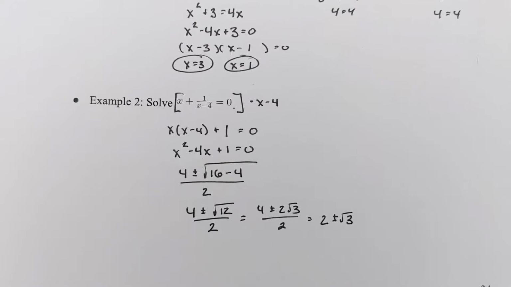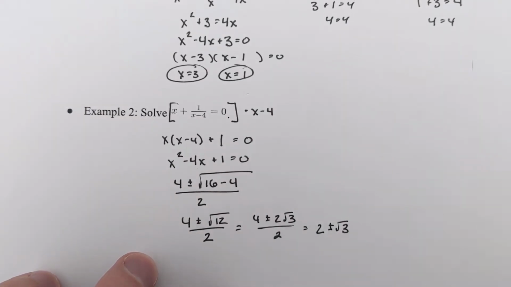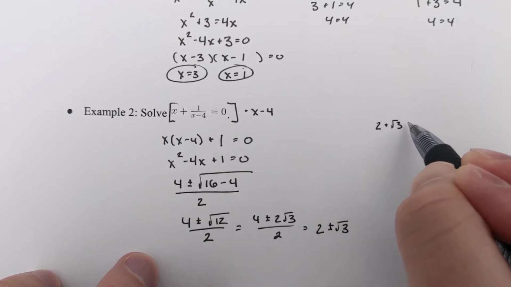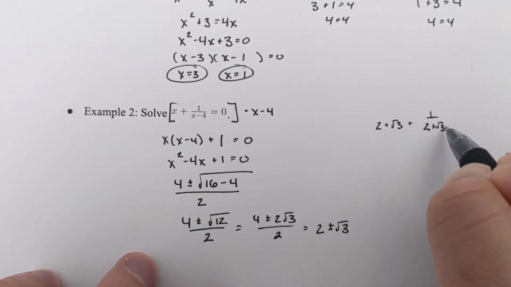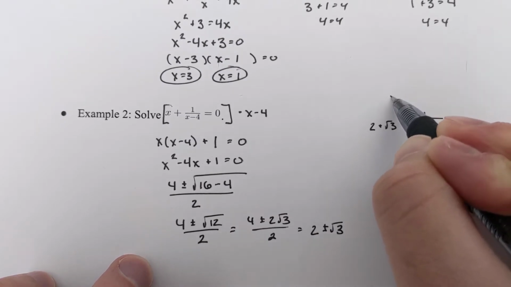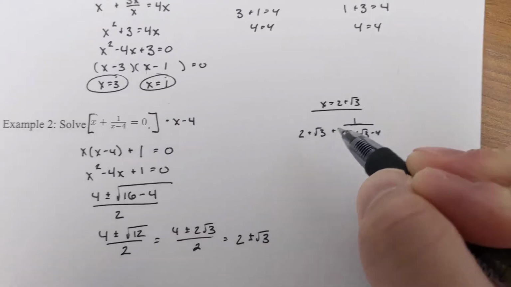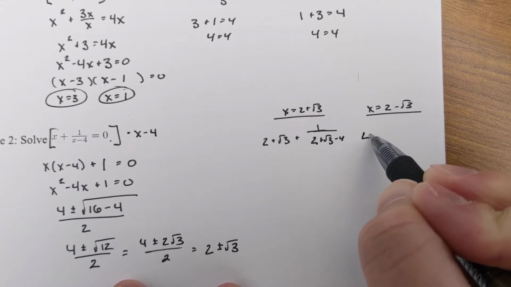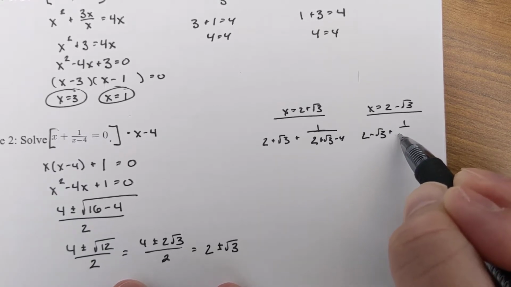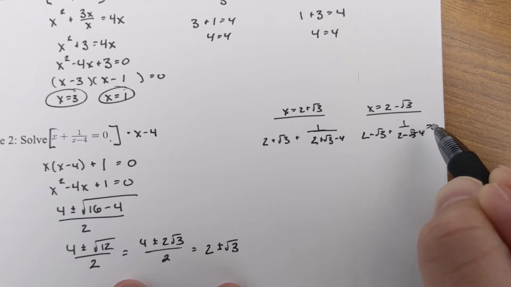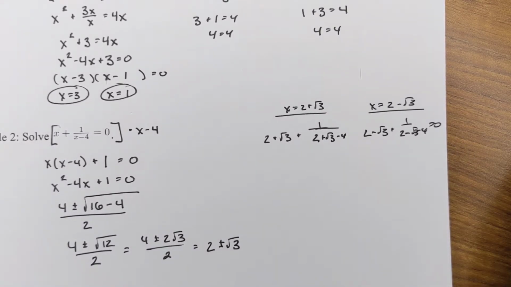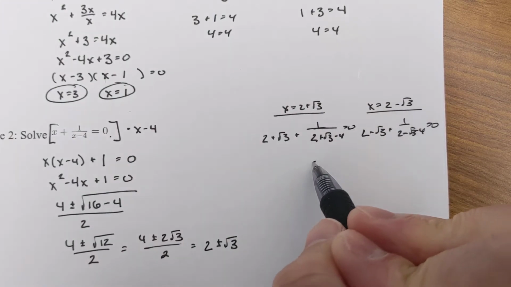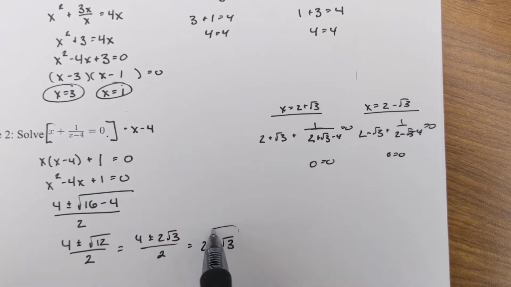So let's see here. Let's try it. We'll have 2 plus root 3 plus 1 over 2 plus root 3 minus 4, and see if that equals 0. This is x equals 2 plus root 3. We'll also need to check x equals 2 minus root 3. So 2 minus root 3 plus 1 over 2 minus root 3 minus 4 equals 0. That'll just go in your calculator, and you will get true statements. So these solutions are both valid again.